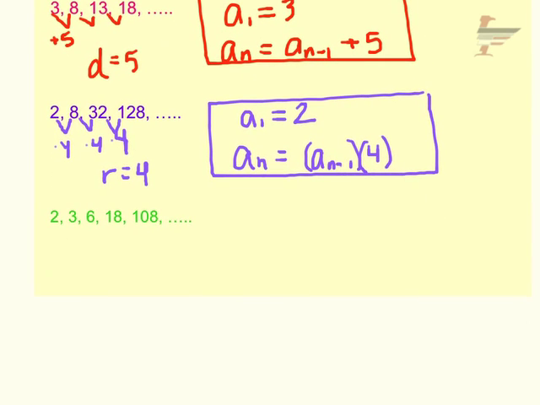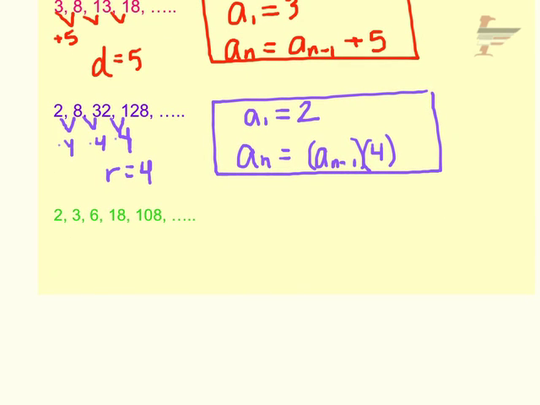Alright, this last sequence is a little bit different. If you look, are you increasing by the same number? You can see this is increasing by 1, then by 3, then by 12. So it's not arithmetic. Are you multiplying by the same number? If you were to check the ratios on this, you can take the second term 3, divide it by 2. So the ratio between these two is 3/2. The ratio between the next is 6 divided by 3, which is 2. So you're not getting a common ratio. So it's not arithmetic and it's not geometric.